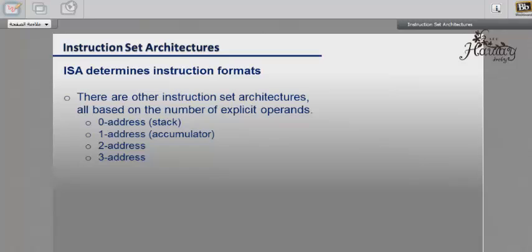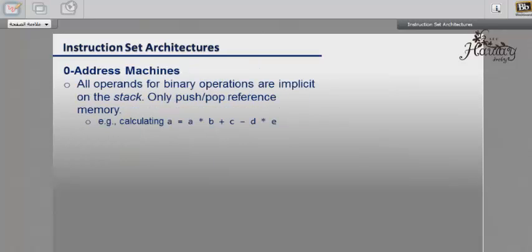Now, the 4 types of ISA are the 0 address machine, 1 address machine, 2 address machine, and 3 address machine. We will only be talking about the memory for now. Then I will explain where the registry comes into this equation, what the job of the registry is, and why it is important. So let's take each part separately.